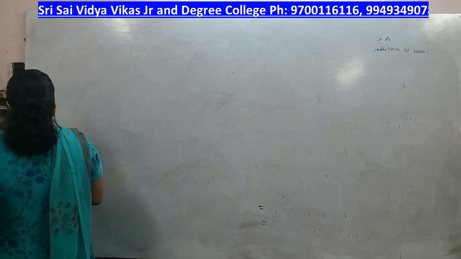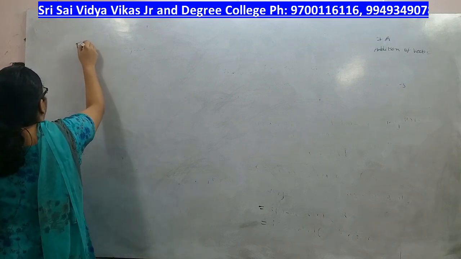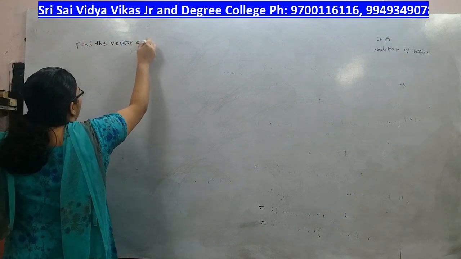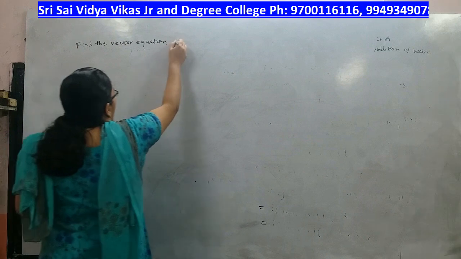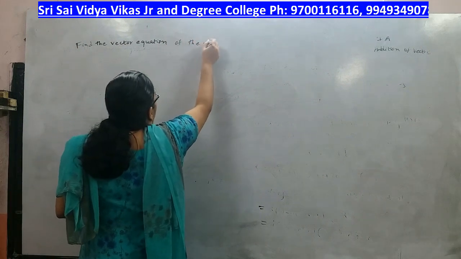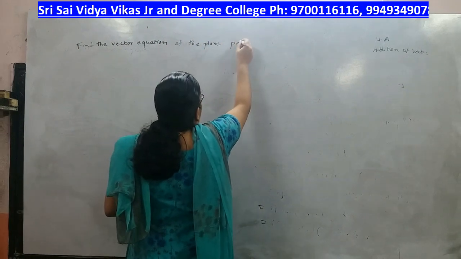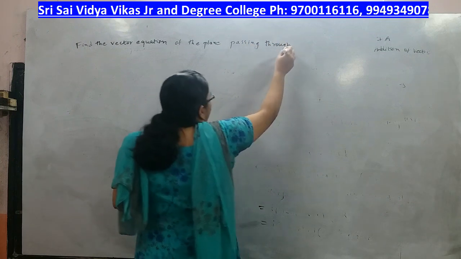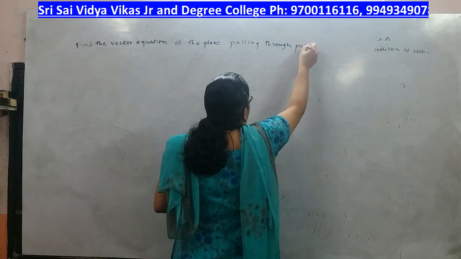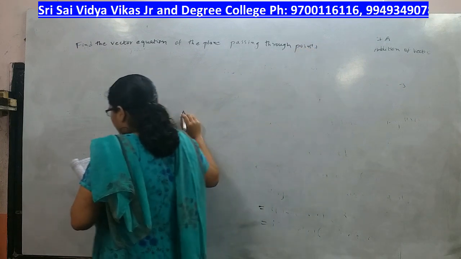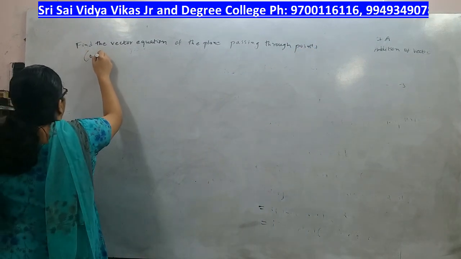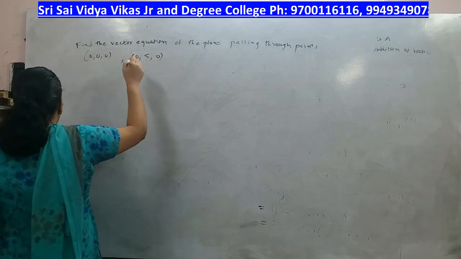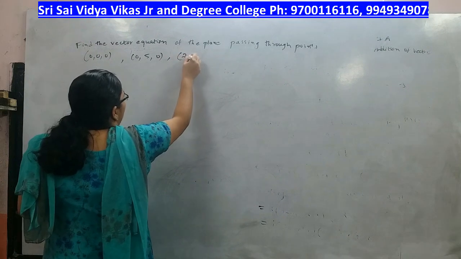Let us discuss the next problem. Find the vector equation of the plane passing through points (0, 0, 0), (0, 5, 0), (2, 0, 1).